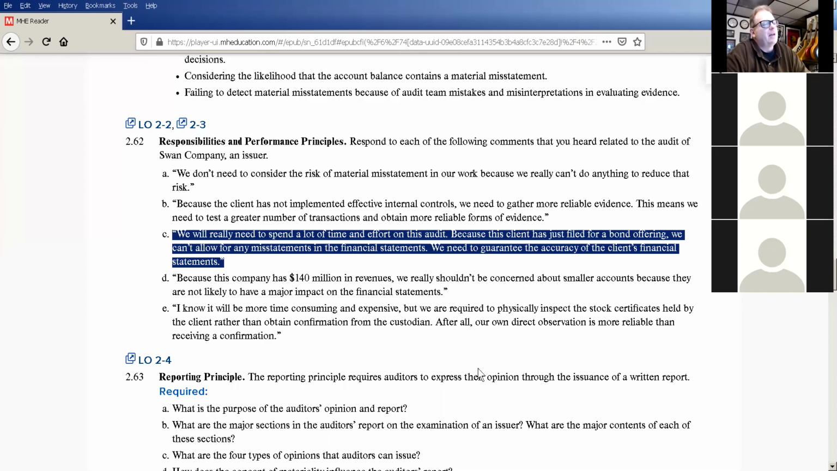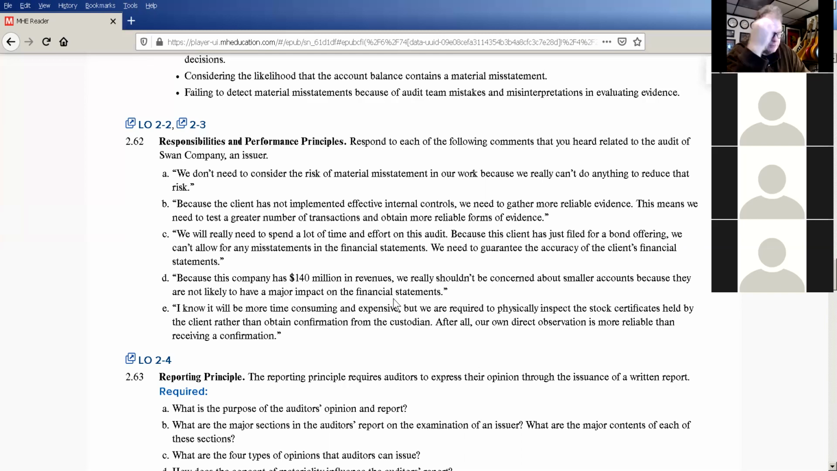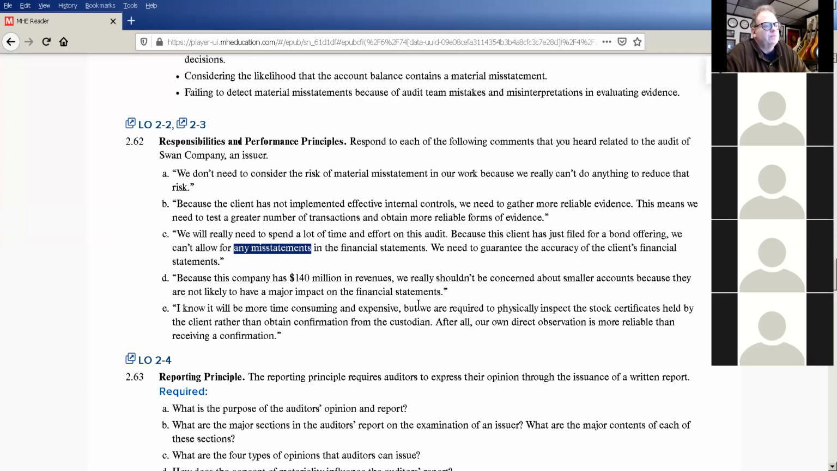We really need to spend a lot of time and effort on this audit. Because this client has just filed a bond offering, we can't allow for any misstatements on the financial statements. We need to guarantee the accuracy of the client's financial statements. There's actually a key word there that is kind of a no-no. Well, actually a couple. Guarantee. Yeah, I was going to say guarantee as well. You do not guarantee, you give reasonable assurance.